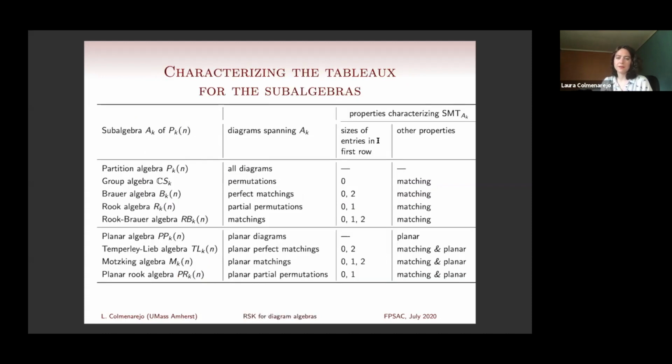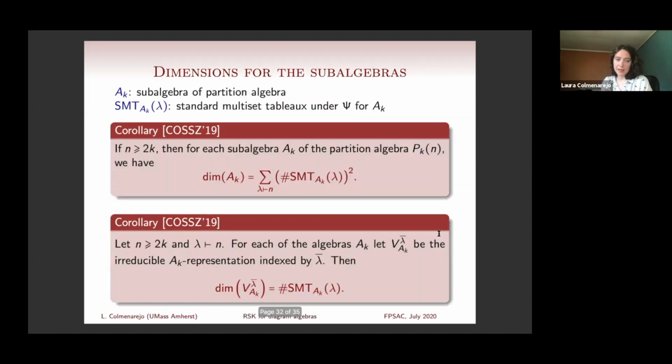I'm running a little bit late on time. So let me tell you that for each of the subalgebras, we can characterize the diagrams spanning the subalgebra and also the properties when you do the RSK algorithm that I just described. That will be characterizing the number of entries, the sizes of the entries in the first row, and other properties like matching and planar. Because of the correspondence, and the fact that the RSK algorithm behaves well with respect to these subalgebras, we can give a result that computes the dimension of all the subalgebras.